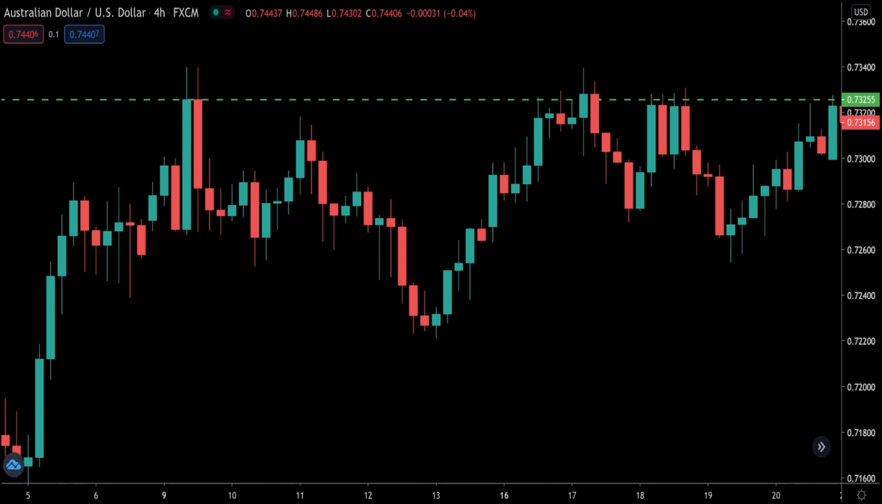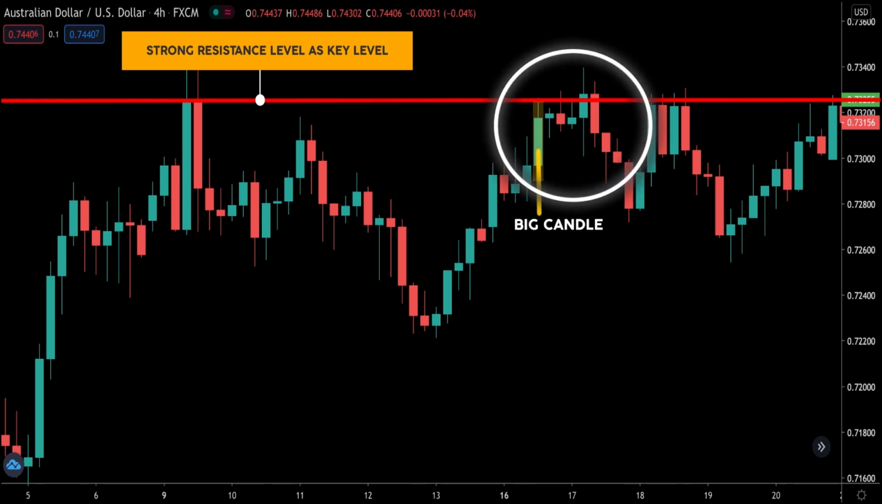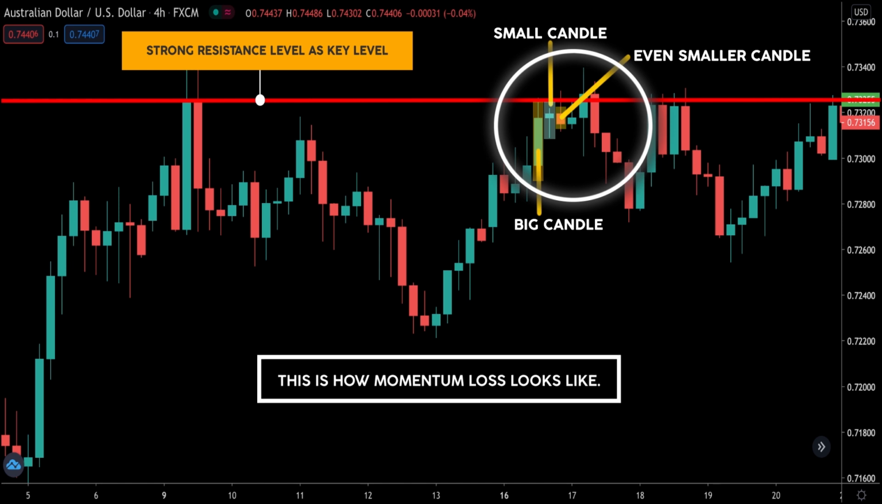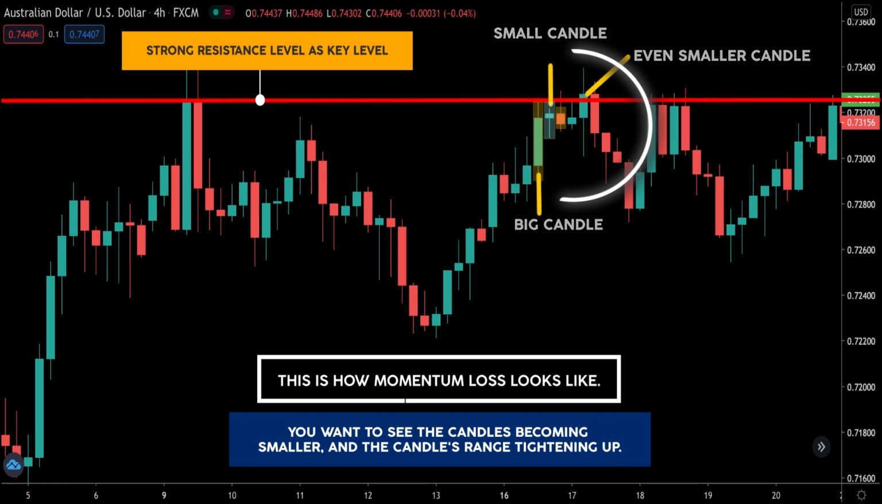In this case, the Aussie dollar. It should be quite clear that this is a strong resistance, and so that would be our key level. Watch how price approaches the resistance level. We see a big candle, then a small candle, and then an even smaller candle. This is how momentum loss looks like. You want to see the candles becoming smaller and the candles' range tightening up.